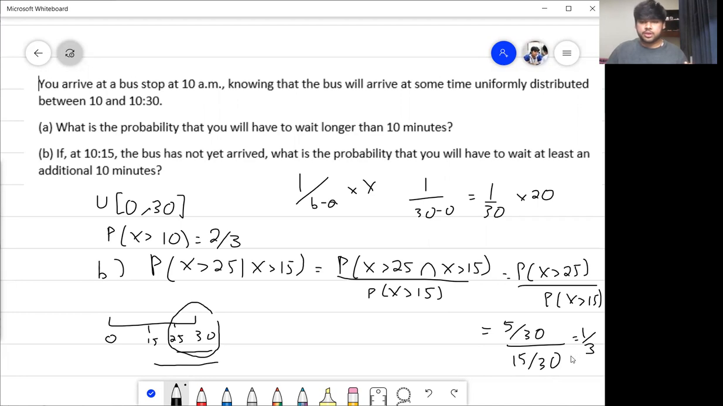Can you elaborate on x is greater than 25? The question I've been asked is, why can we assume so? This is very specific to this question. It's not a rule per se of the uniform distribution, but because the question has been structured this way, I can say that if x is greater than 25 and x is greater than 15, in terms of words, what it implies is: what's the probability of you waiting greater than 15 minutes and you waiting greater than 25 minutes?